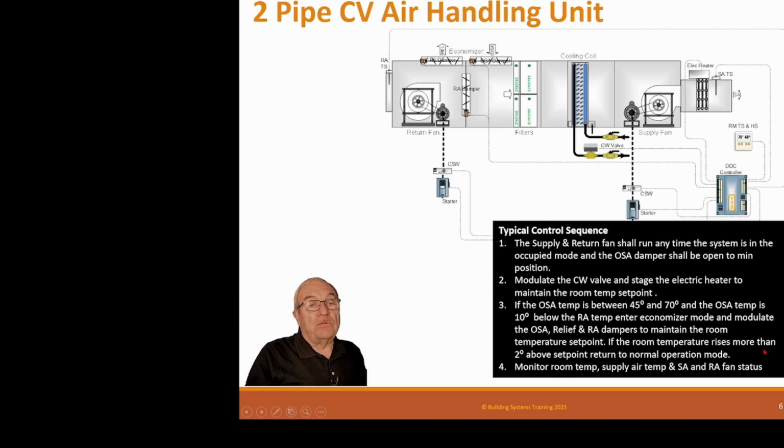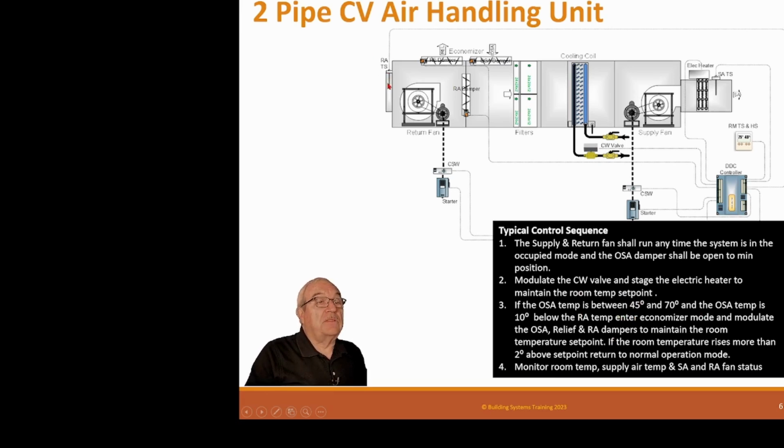If the room temperature rises more than 2 degrees above the return set point, go back to the normal operating mode. So this is the economizer mode. Now these numbers in here are arbitrary and they have to be modified for the region you're in. If you're in a real warm region, those might be okay. If they're really cold, you may have to change those slightly, but this is the basic method of doing a dry bulb economizer.